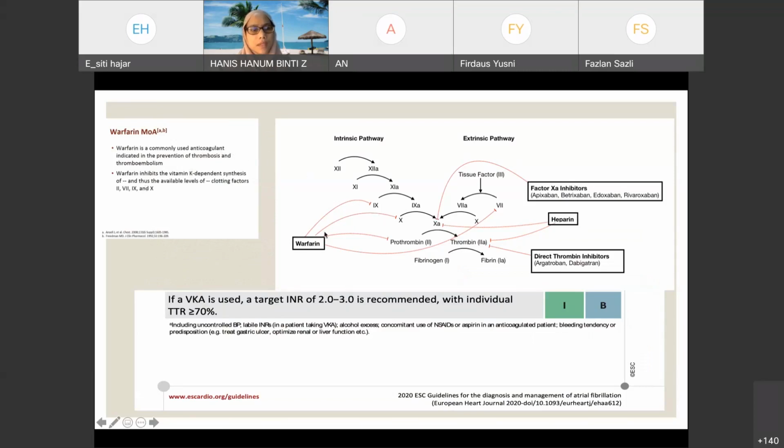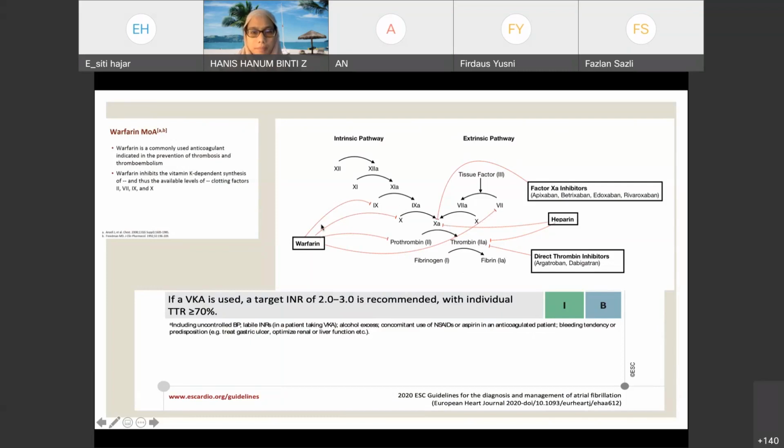Okay, it is very non-specific agent. As you can see, it blocks at factor 2, factor 7, factor 9, and factor 10.